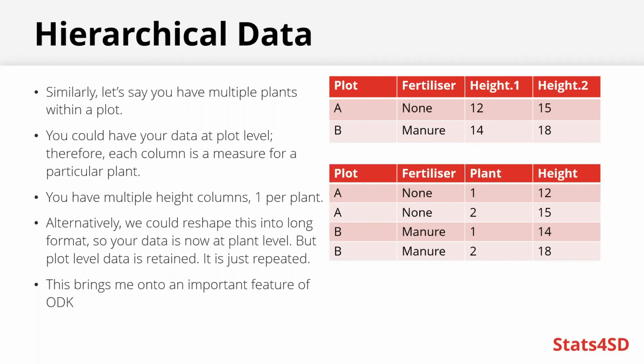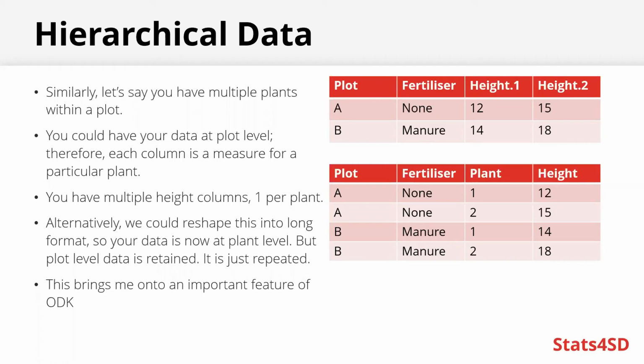So in this example, again, we've gone with height, and we have heights recorded for plant 1 and plant 2 on this plot. So when we have this in wide format, at this higher level, we have 1 row per plot. So we have plot, we have what fertilizer is used on that plot, and then we've put separate columns for the height of plant 1 and the height of plant 2. So this would be storing that in wide data at the plot level.